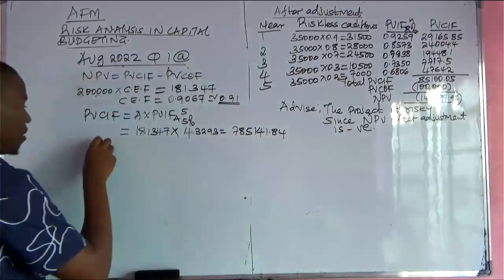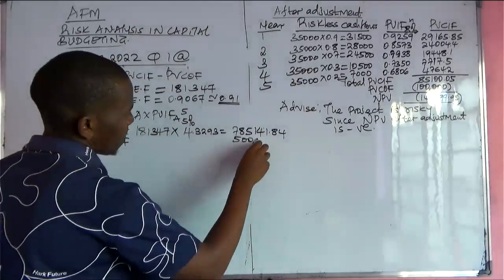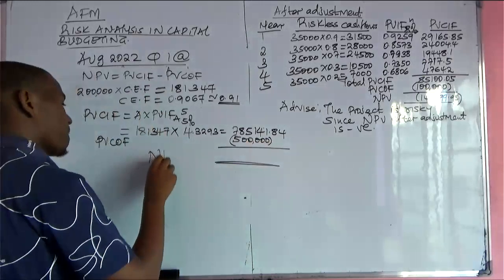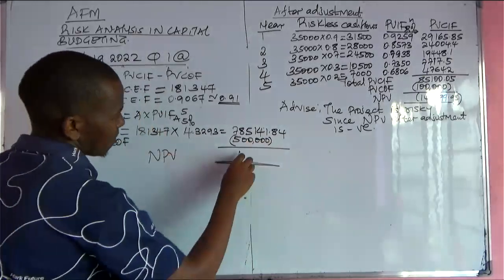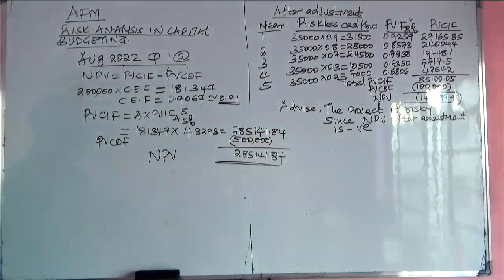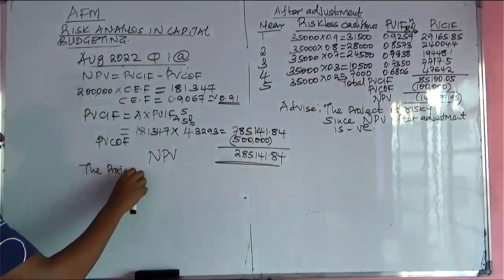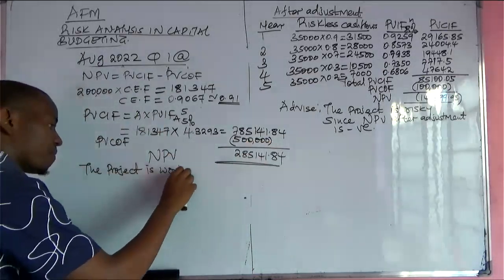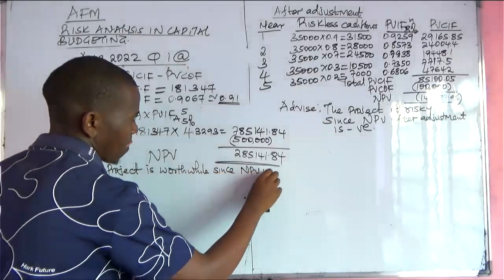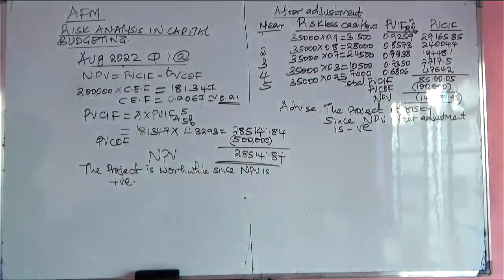7, 85, 151, 141, and 84. Let's take our present value of cash outflow, which is 5. So what will be our NPV? $285,141.84. Is the project worthwhile? The project is worthwhile, since NPV is positive. So you can copy that.